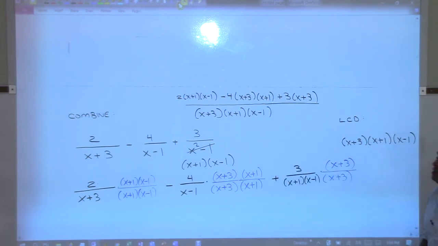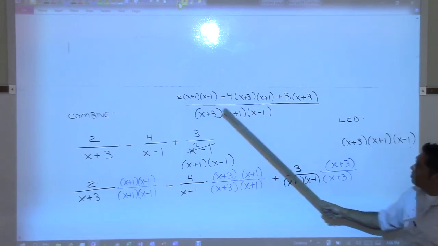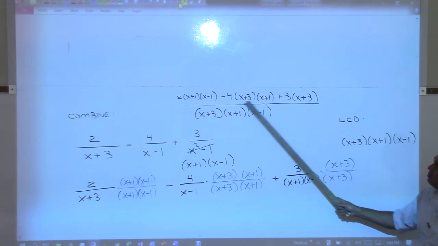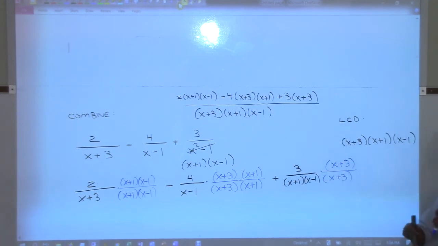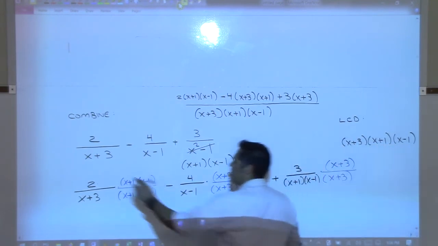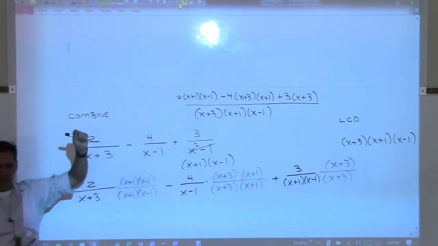What we could do is multiply this together and distribute a 2 through, multiply this together, distribute a negative 4 through, and then distribute the 3 through, right? That would be kind of our final expression, right? That process of going from here to there is not partial fraction decomposition.